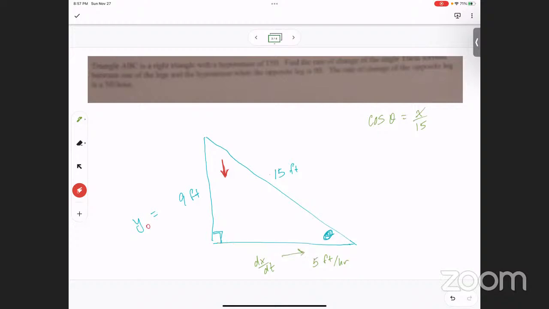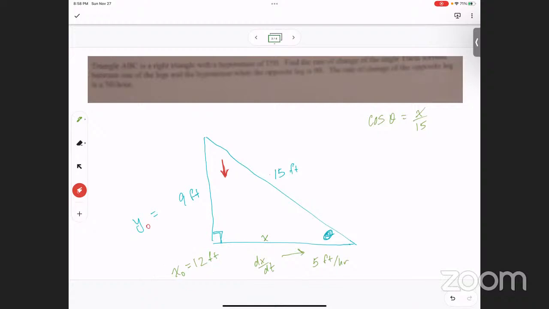So here's your theta. This is the relationship between theta and x. This is my x right here. So dx dt, x at the beginning is 12, right? X sub 0 is 12 feet. You understand how I have that? Because they told me at the starting point this was 9 feet. So this is 15, that would be 12, in case we need that.